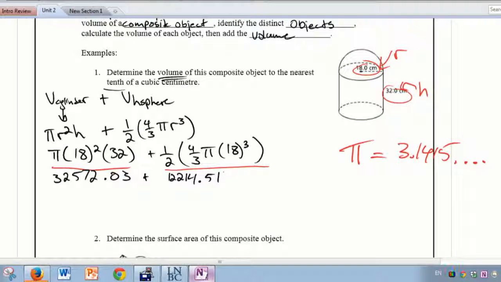I'm going to add those together and get a grand total of 44,786, and it asks for the nearest tenth. So I get 0.5, and in this case, I'm dealing with centimeters, and I found a volume, so it's cubed.